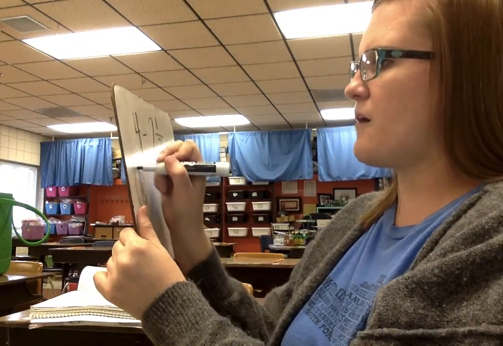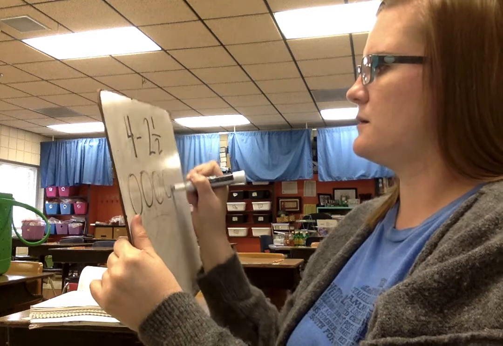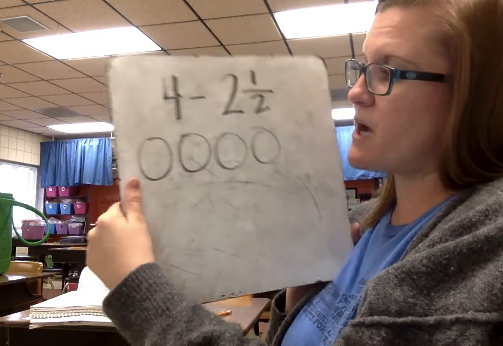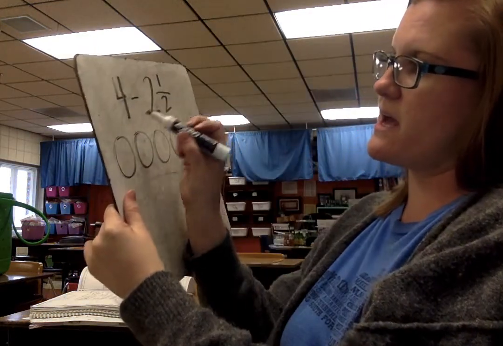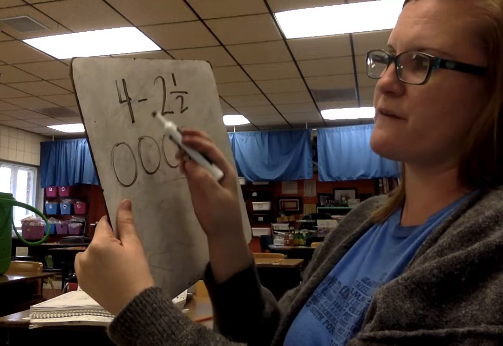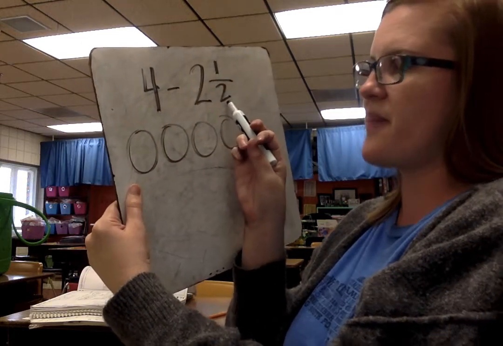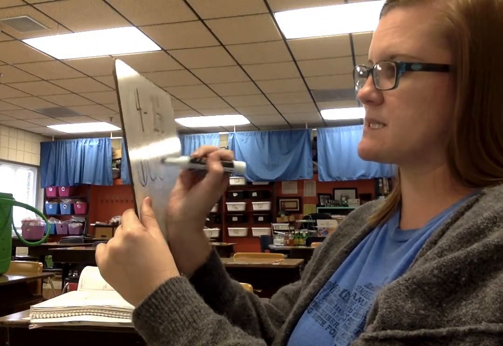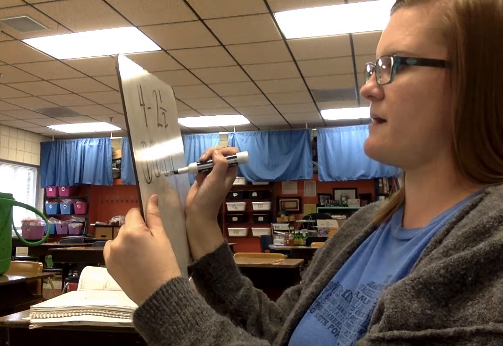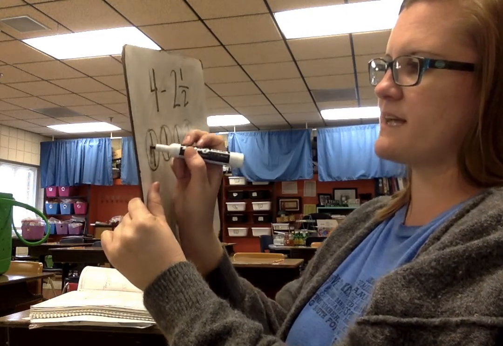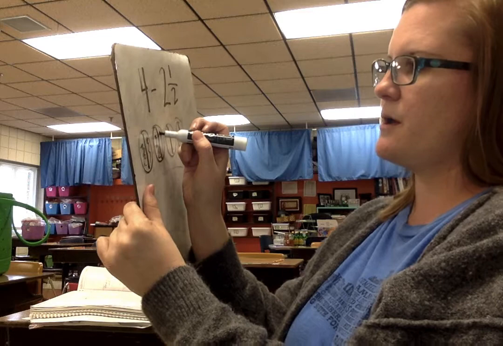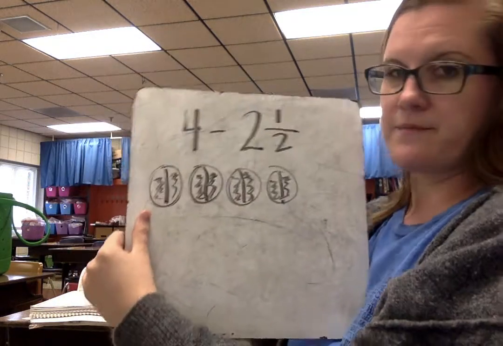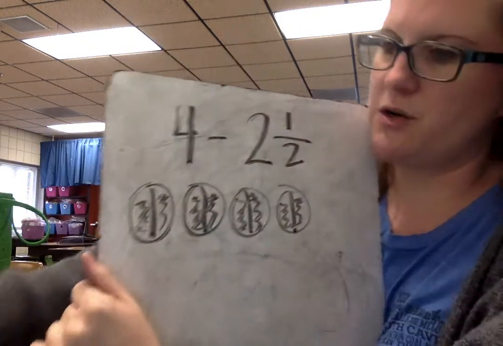So let me draw 4. We'll say cookie cakes again because I'm hungry, even though I just had lunch. So 4 cookie cakes. Even though there's not a fraction here, it's understood that that denominator is how many pieces are in the whole. So that tells me that there are 2 pieces in each whole. So I'm just going to split these in half. And they're all shaded because all 4 cookie cakes are there. Okay, so now let's take away 2.